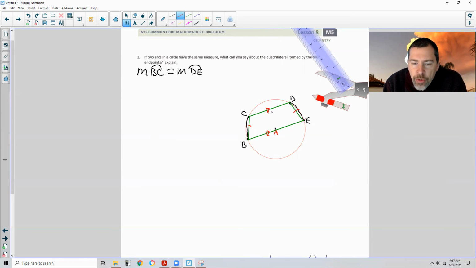So what can we say about that quadrilateral? Well, it's a trapezoid and it's isosceles. How cool is that?